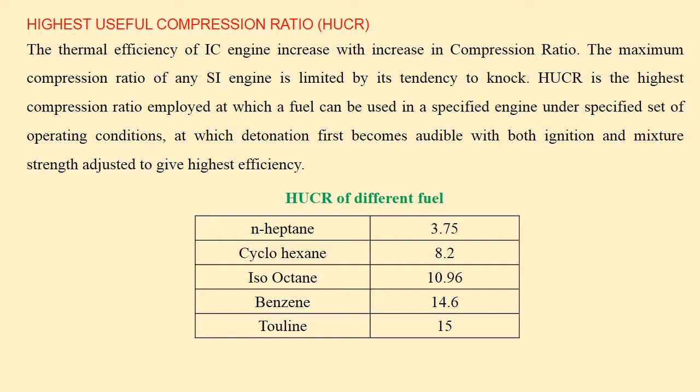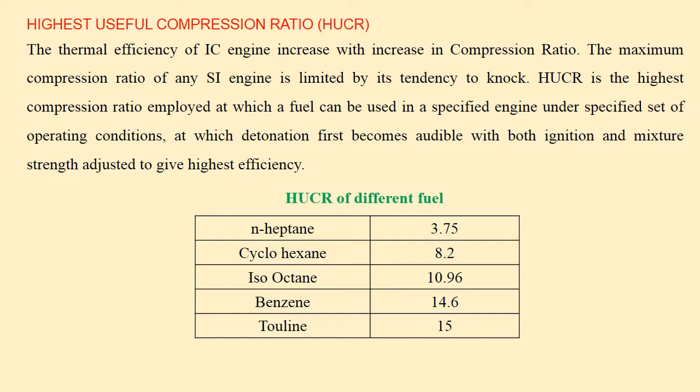In the earlier days the HUCR rating was used for the fuel of the SI engine. In the development of an SI engine, it is desirable to use the highest compression ratio, because it will give us higher thermal efficiency and higher power output. So maximum compression ratio means maximum thermal efficiency and maximum power output.